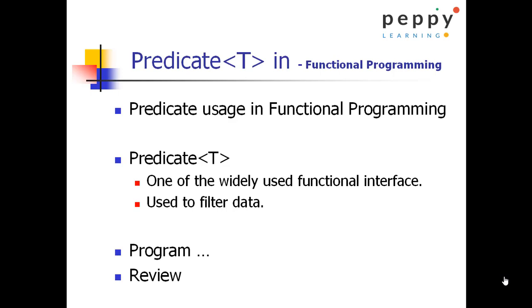In this video, you're going to learn about Predicate, which is one of the built-in functional interfaces in Java 8. Its use is in functional programming. Predicate is one of the core built-in functional interfaces in Java 8. It is one of the widely used functional interfaces. Predicate is used to filter the data. Let us see a program and review it again.